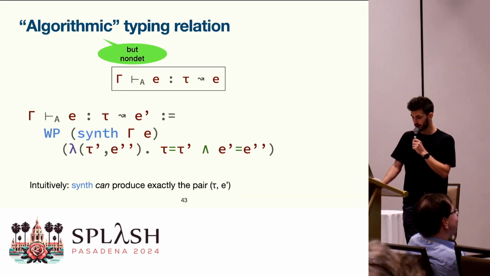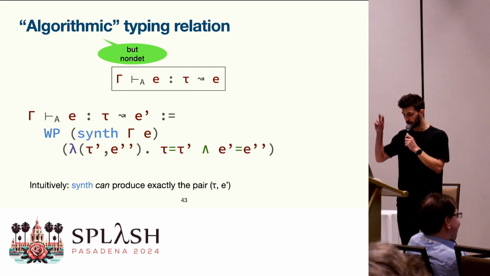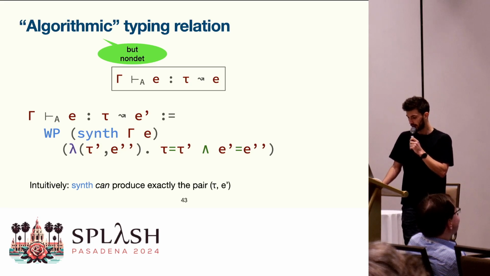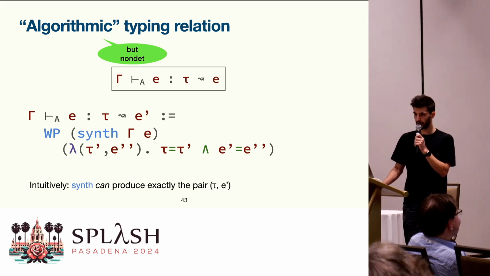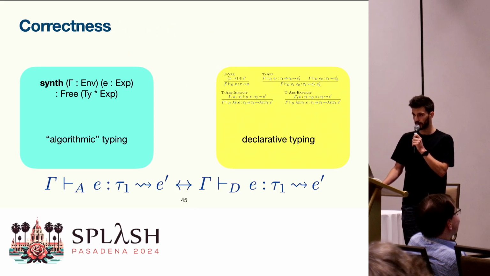Using this, we can now define an algorithmic typing relation. Algorithmic with scare quotes, because it's still essentially a non-deterministic program. Essentially, the algorithmic typing relation is now defined as being able to produce the pair of tau and E prime. We now have the correctness from before, which we can state as a bi-implication between the algorithmic and the declarative typing.